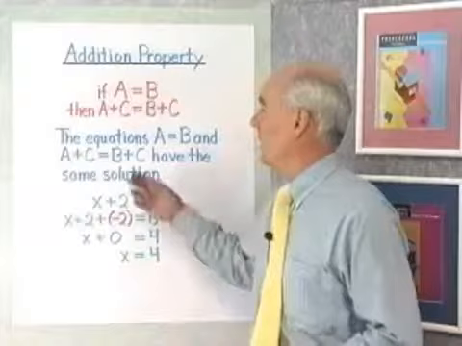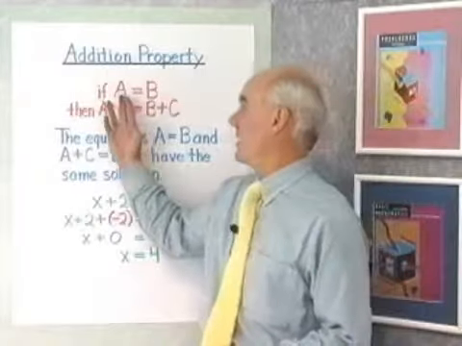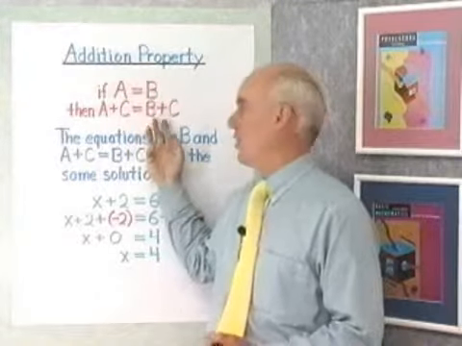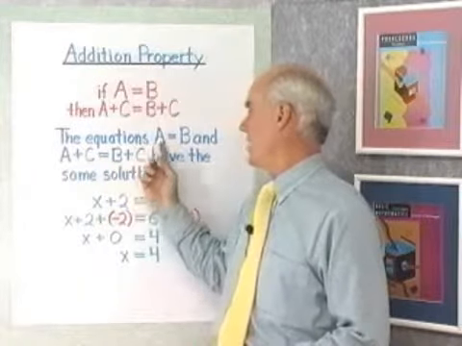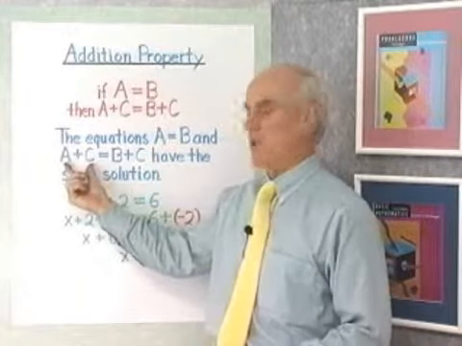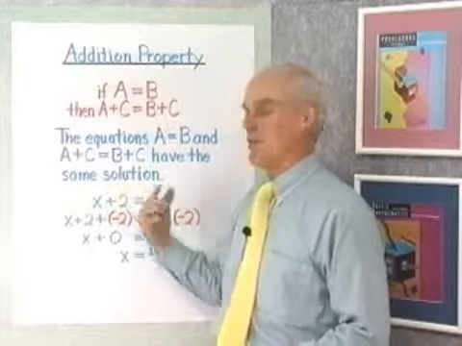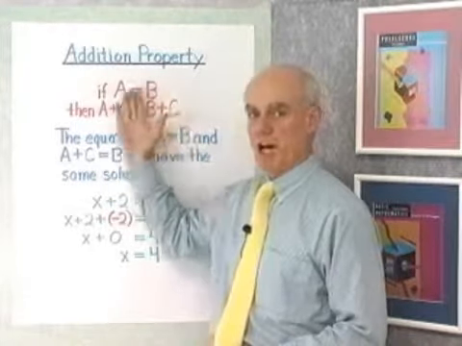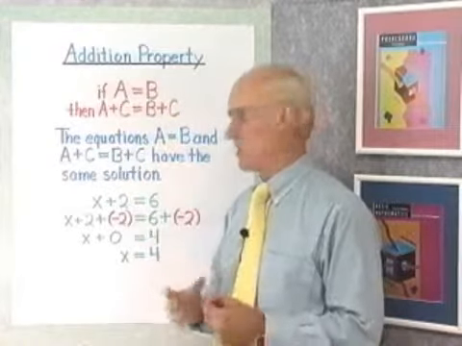To start our work with solving equations, we need what is called the addition property of equality. It says that if A and B are equal, then A plus C and B plus C are also equal. Or, in other words, the equation A equals B and the equation A plus C equals B plus C have the same solution. So adding the same number to both sides of an equation will not change what's true about the equation, and that's the solution.